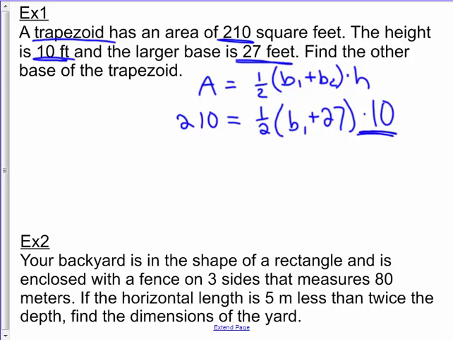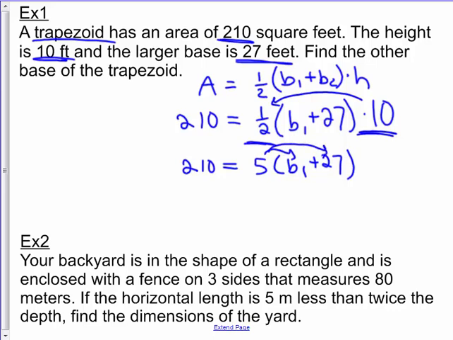At this point, I'm going to leave the 210 on the left-hand side, but I'm going to simplify the right. So I'm going to take the 10 and the 1/2, and I'm going to multiply those together. So 10 times 1/2 is 5. So I'm going to write it as 5 times the quantity B1 plus 27. At this point, I have two options. I could divide by 5 on each side, or I could distribute. Doesn't matter, either one is fine. I'm going to distribute in this case. I get 5 times B1 plus 27 times 5 is 135.